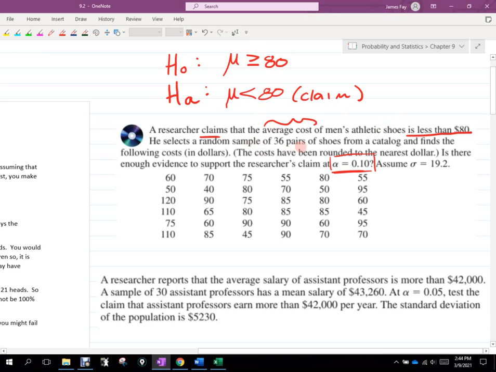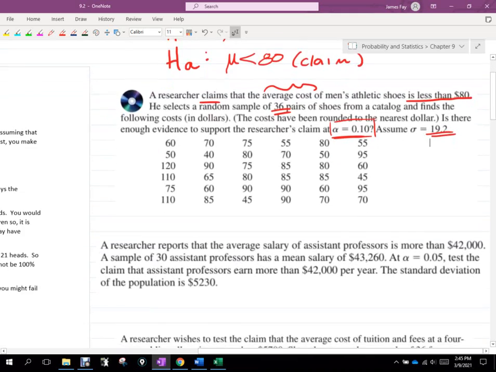All this other stuff in here, the 36 pairs, and I believe it tells you the population standard deviation, all that's going to do is tell us to use either the z-test or the t-test. Hopefully in the next 2 or 3 days we'll get to the point where we can do that. Go down to this next one.